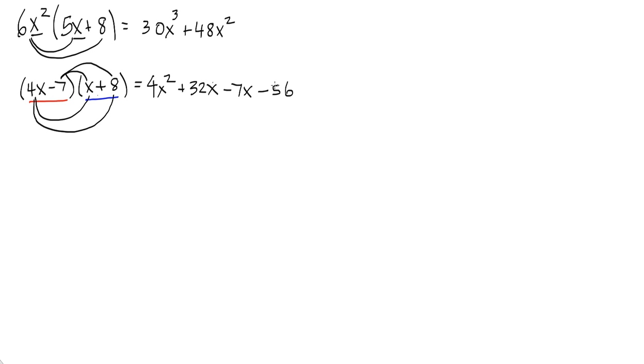And then I think you all know what to do here. We need to combine some like terms. And our two like terms are right here. There they are. We have 32x minus 7x. We have 4x squared. 32 minus 7 is 25. And negative 56. So there's your answer to that polynomial multiplication.